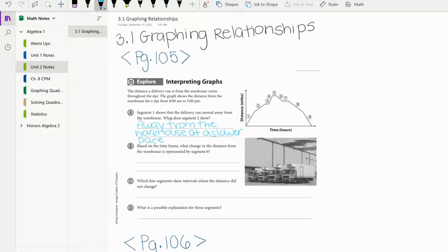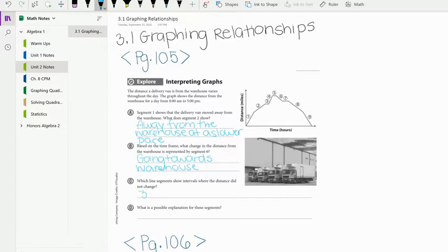All right. Part B, based on the time frame, what change in the distance from the warehouse is represented in segment 6? Going towards the warehouse. So in this segment, you're going downwards, which means the distance to the warehouse is decreasing, which means you're going towards the warehouse. In part C, which segment shows intervals where the distance did not change?